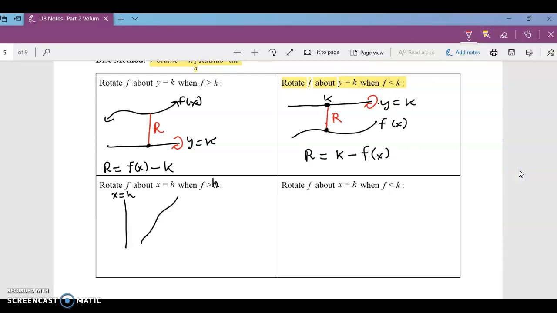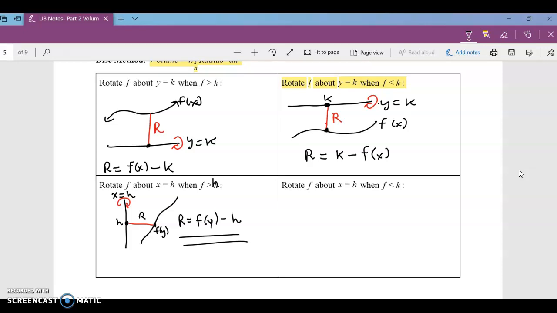I'm going to rotate about the line x equals h. My radius has to be perpendicular to that axis, so it's going to be a horizontal line. Now all we have to do is describe that radius. So what's r going to be equal to? Since it's a horizontal line, I have to take the x value on the right minus the x value on the left. On the left, the x value is h. On the right, it's defined by some function with respect to y, so we'll call that f of y. So r is x on the right, f of y, minus x on the left, h. And that is your radius.